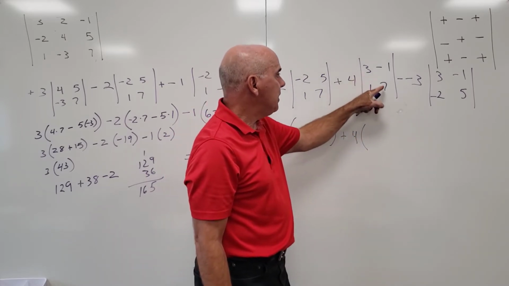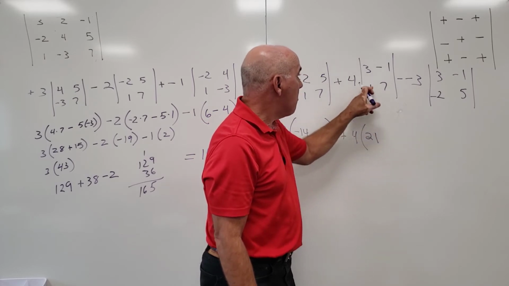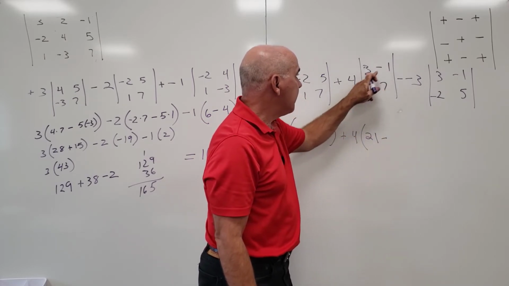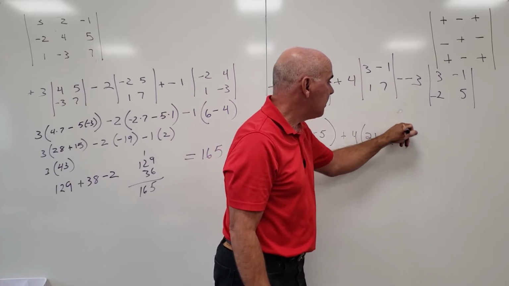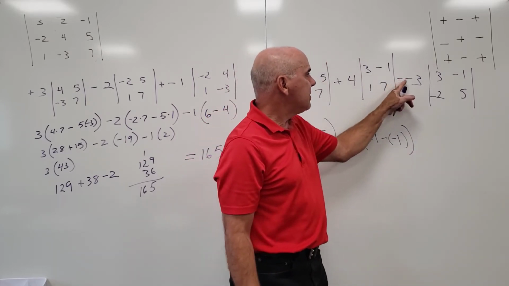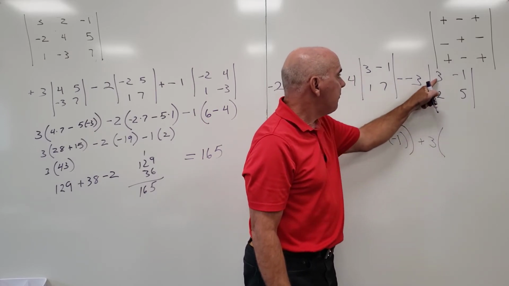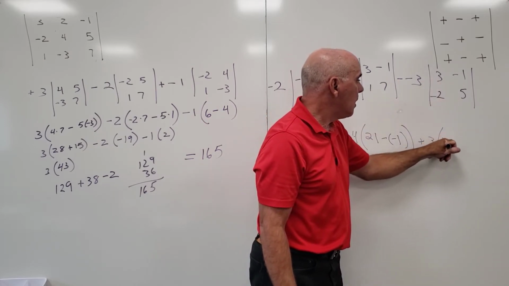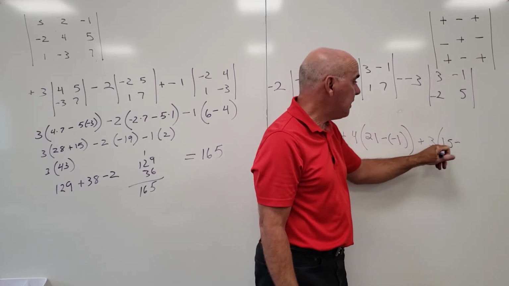I'm going to get 3 times 7, that's 21, minus -1 times 1, so that's minus and minus 1. And then minus and minus 3, so that's plus 3. 15 minus -2 and -1 is positive 2, so 15 minus 2.